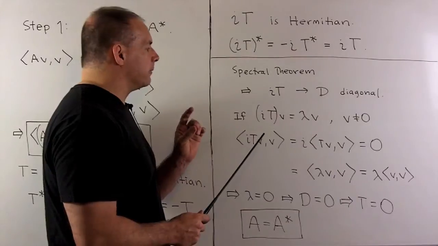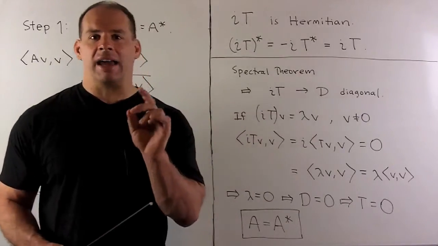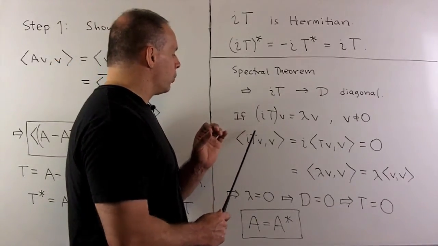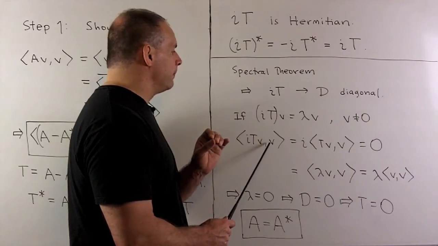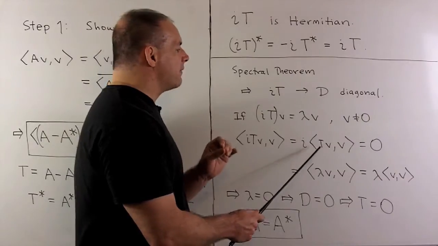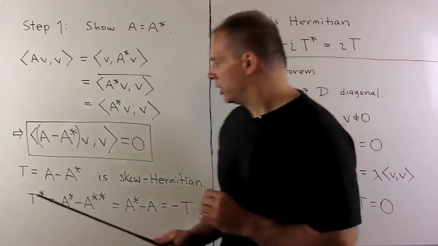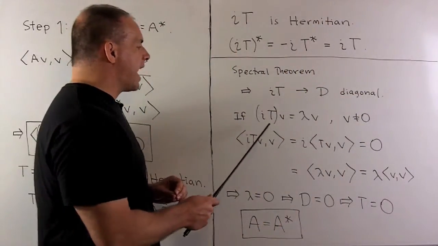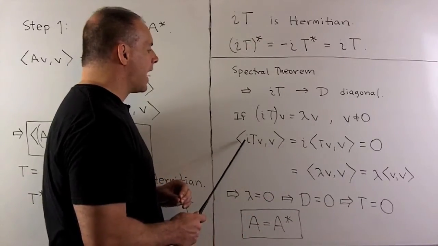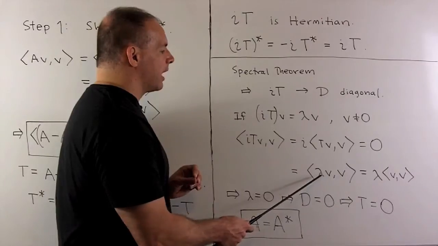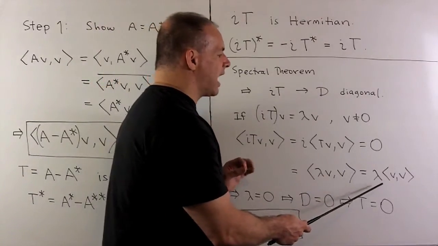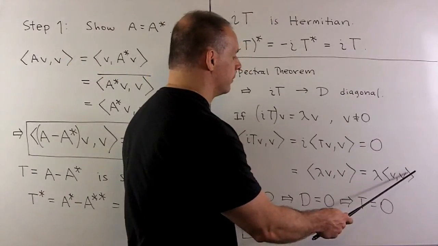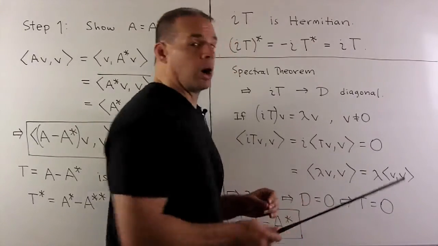Okay, let's see what we can do with that then. Let's suppose we have an eigenvector V for iT with eigenvalue lambda. Now, if we take iT times V, inner product with V, I could pull the i out in front. Then we have TV inner product with V, which we're assuming is zero by this equation here. On the other hand, since I have an eigenvector, which is non-zero, iT times V is going to be equal to lambda V. I could pull out the lambda. Then we're left with lambda times the inner product of V with itself. And since V is not equal to zero, this is going to be a positive number. That's going to force lambda to be equal to zero.